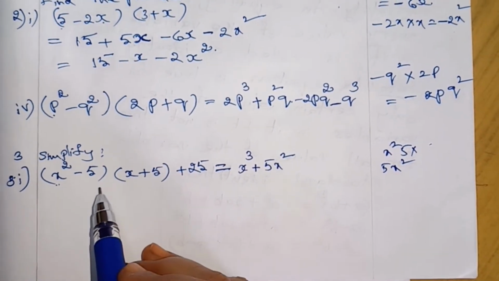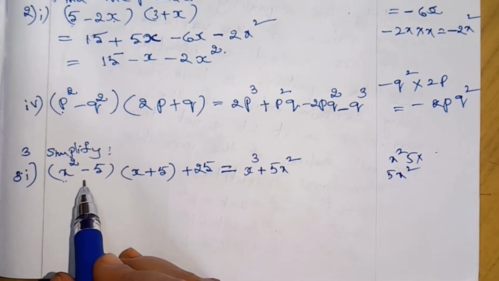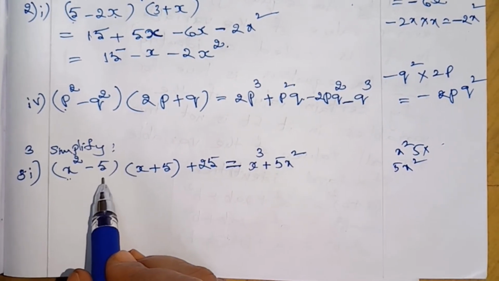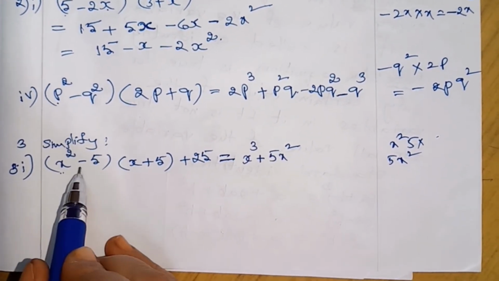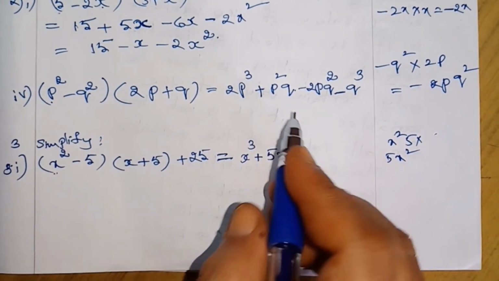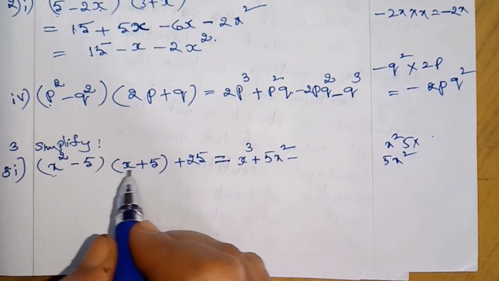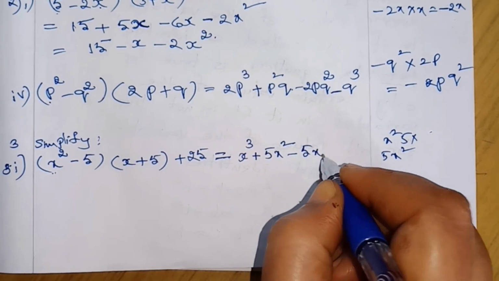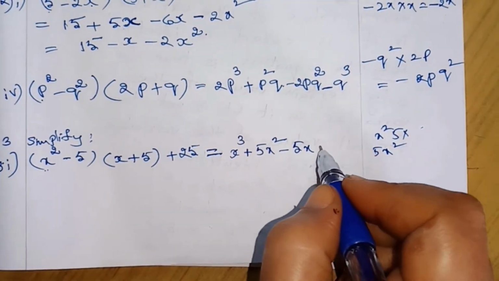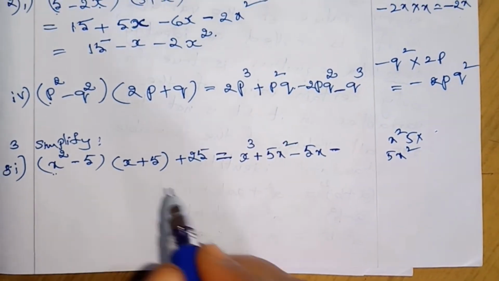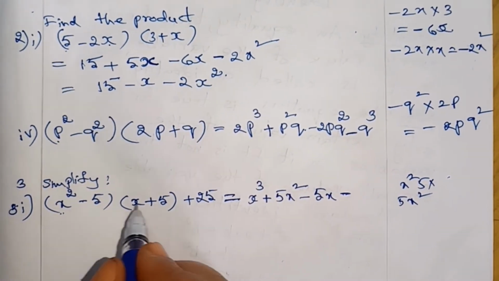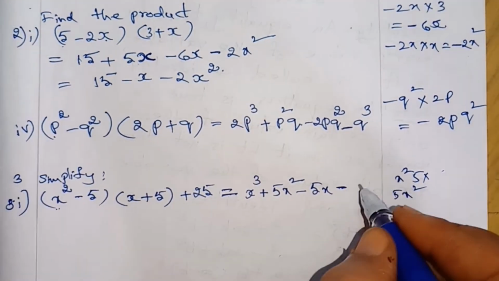Then here we multiplied these two. Now we take minus 5 and multiply this. Minus into plus is minus, so minus 5 into x is minus 5x. Minus into plus is minus, minus 5 into 5 is 5 5s are 25. So it is minus 25.